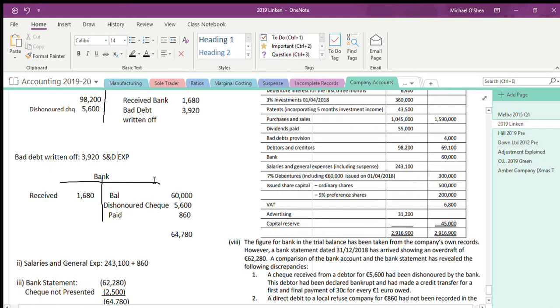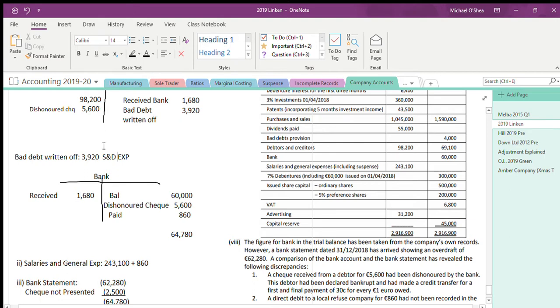The check has bounced. So now I have to cancel my check. There was 5,600 I put in here that I would have received, and that's now got to be cancelled. I'm going to have to reduce my bank balance even further by 5,600. But from that 5,600, 30% of this has been sent to me, so I'm going to debit the 1,680 that I've received because they paid us the first and final payment. They paid us the 30 cent in respect of every euro, so 30% of it goes here.